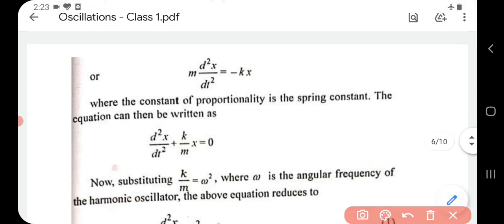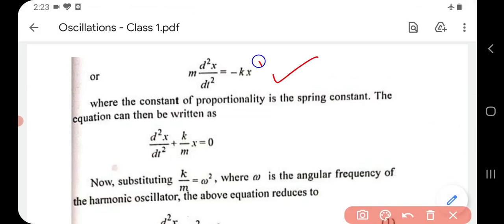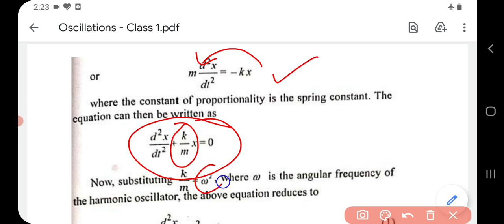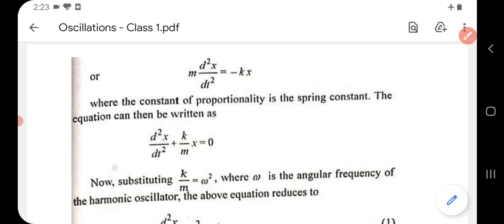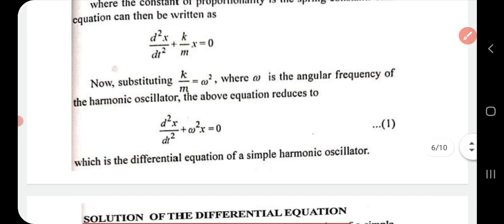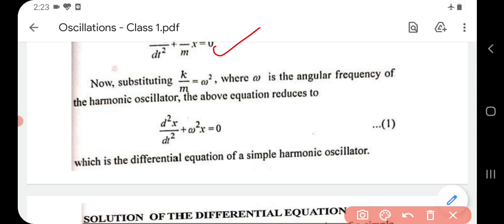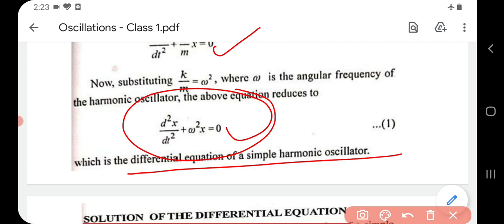Now on rearranging this equation, bring all these things to this side, you will have the equation like this, right? d square x by dt square plus k by m x equal to 0. Now instead of k by m, you write omega square, where omega is the angular frequency of harmonic oscillator. Then the above equation reduces to d square x by dt square plus omega square x equal to 0. This is a very important equation, the differential equation of simple harmonic oscillator.